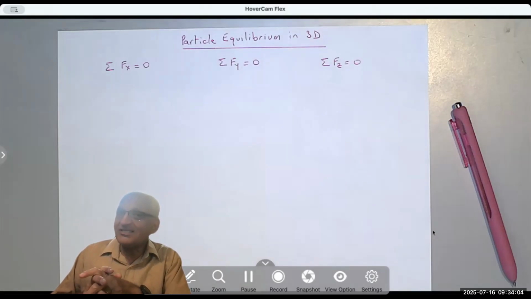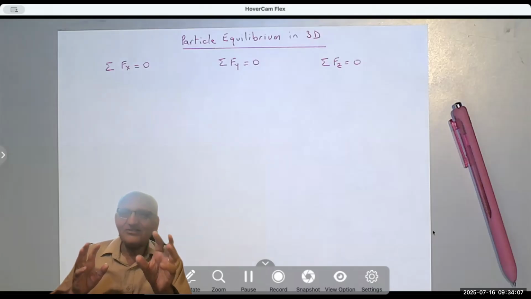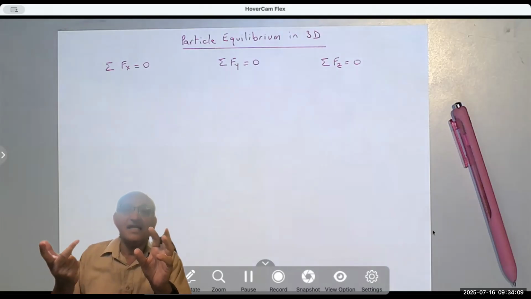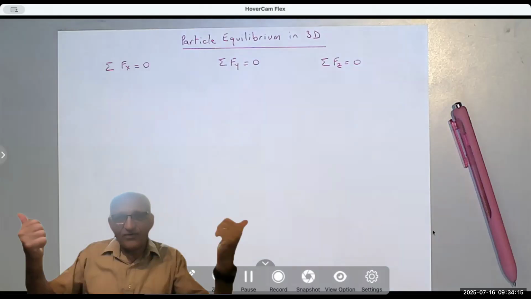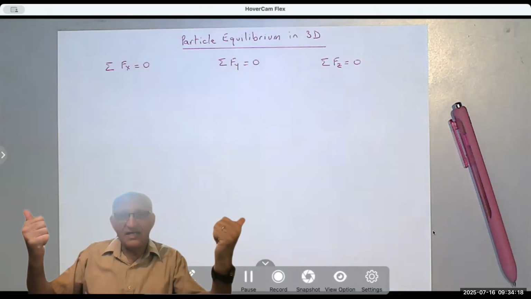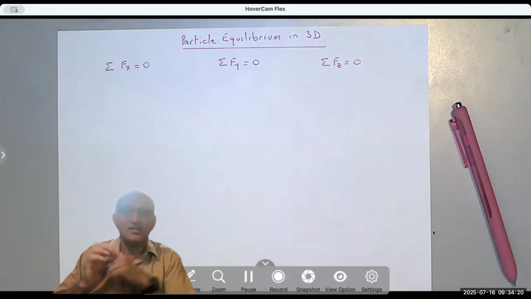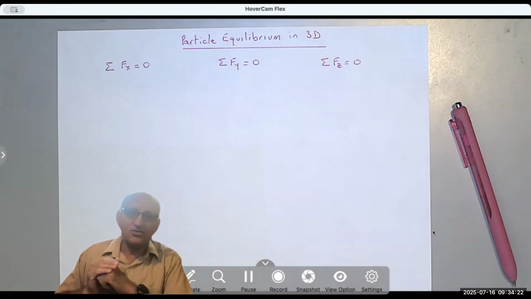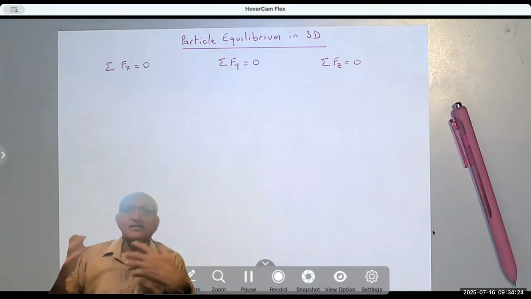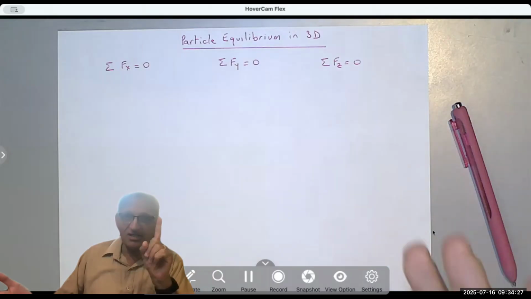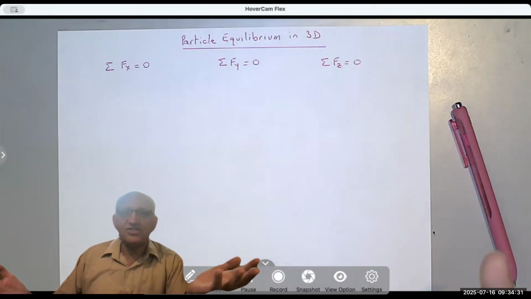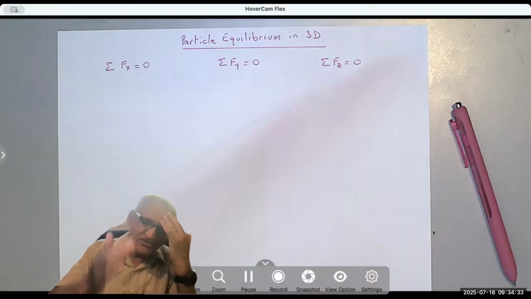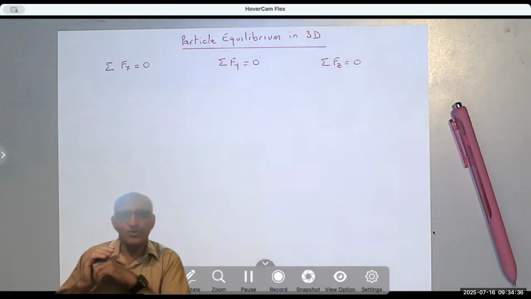If I assume compression and I thought it was, and it turns out to be tension, my answer would be negative. So the negative here tells you the sense you used, be it going away from the particle as tension or going into the particle as compression, was incorrect. So negative means incorrect, positive means correct, not tension and compression. So that's why many people always assume tension, so that if it's positive, it's tension, if it's negative, it's compression, as they are used to think.